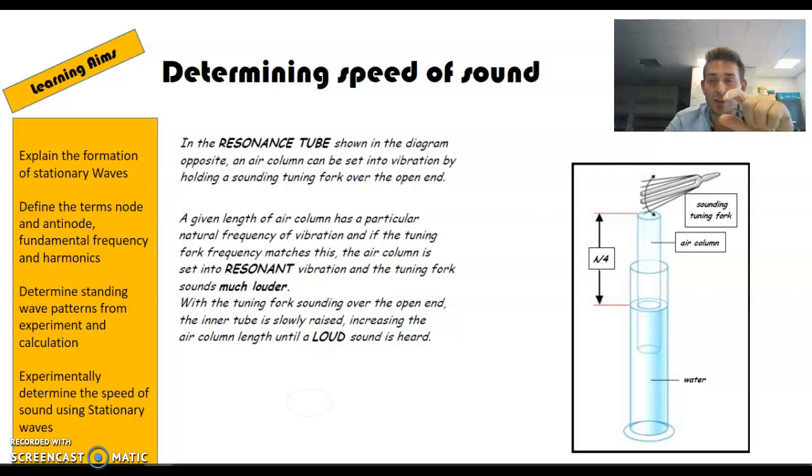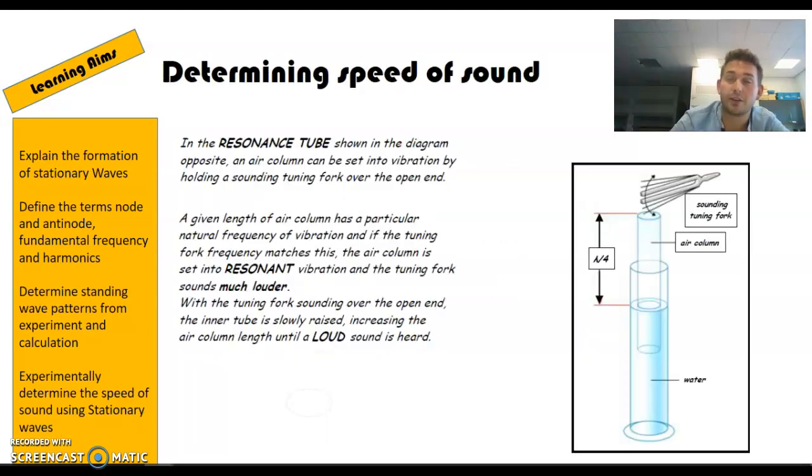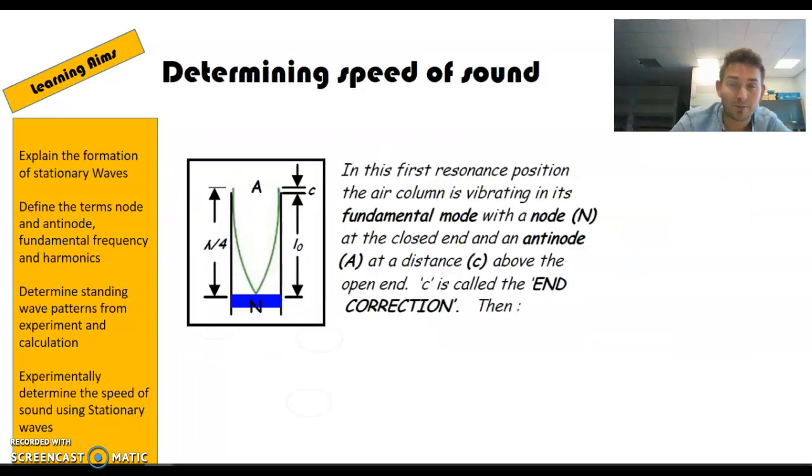So change the height, bang the tuning fork, and see if you get a loud sound. There you go, boom. Move the tube and it'll go quieter again, and eventually at another height it will go loud again. Now following those rules, it'll be the first, third, fifth harmonics, which is nice.